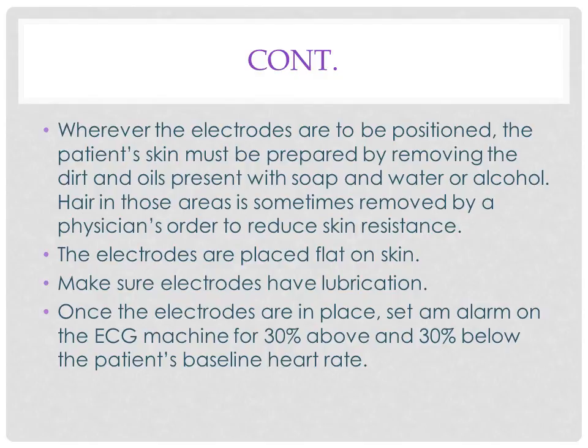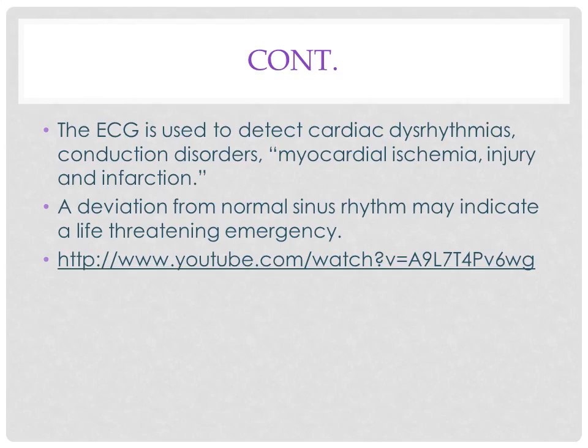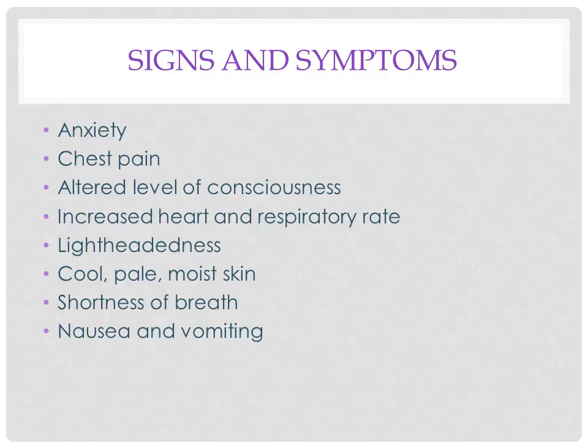The electrodes are placed flat on the skin. Make sure electrodes have lubrication. Once the electrodes are in place, set an alarm on the ECG machine for 30% above and 30% below the patient's baseline heart rate. The ECG is used to detect cardiac dysrhythmias, conduction disorders, myocardial ischemia, injury, and infarction. A deviation from normal sinus rhythm may indicate a life-threatening emergency.